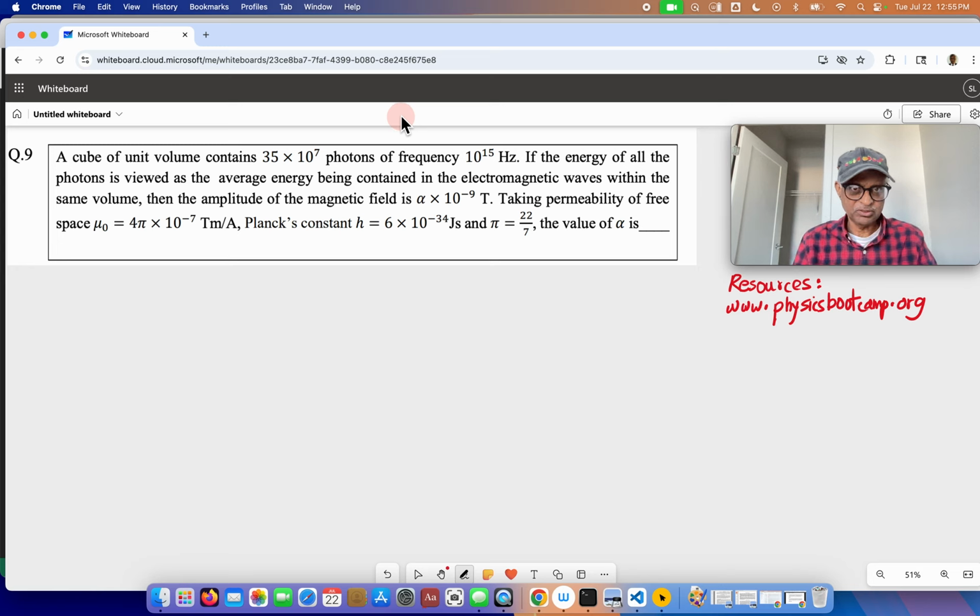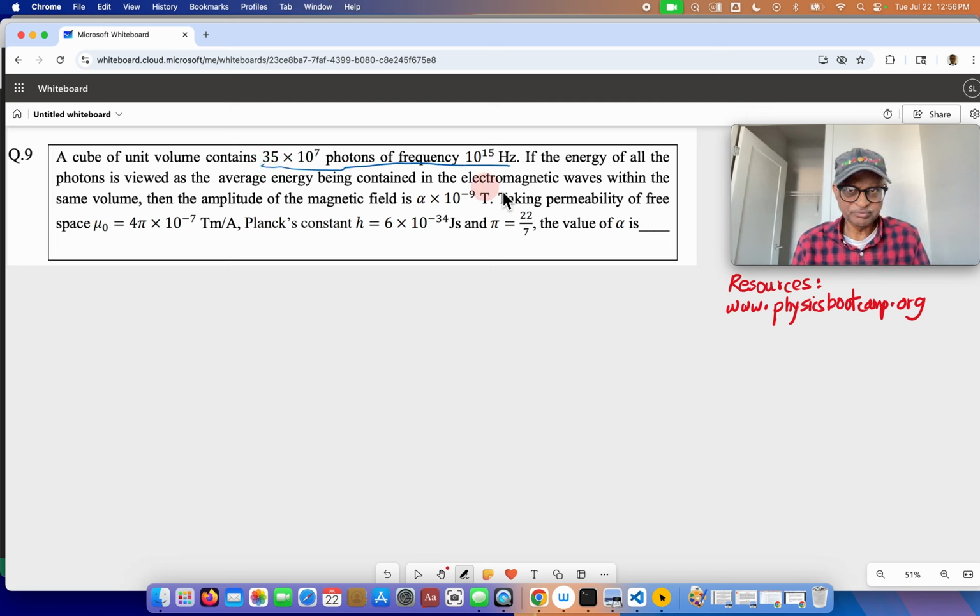So this is a kind of strange question, just a numerical question. Hopefully we can get into some whys, why this and why that. But it's relatively simple. You have a box, a cube, and it's got this many photons of frequency that.